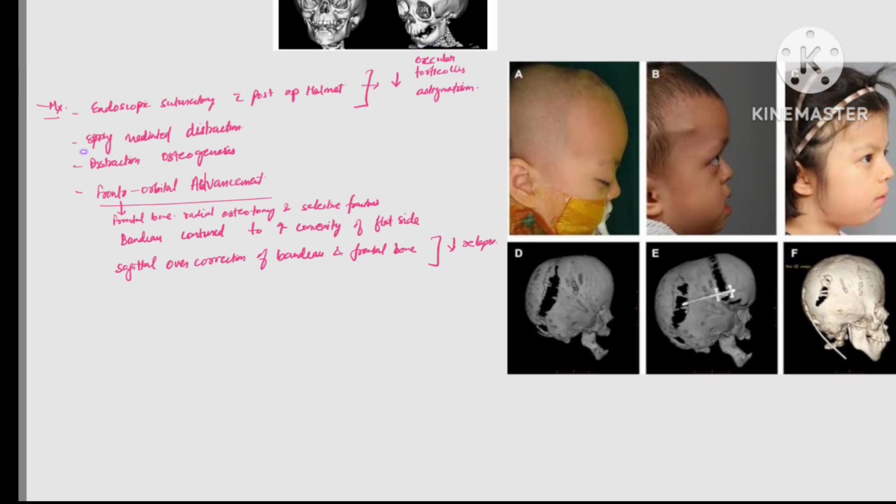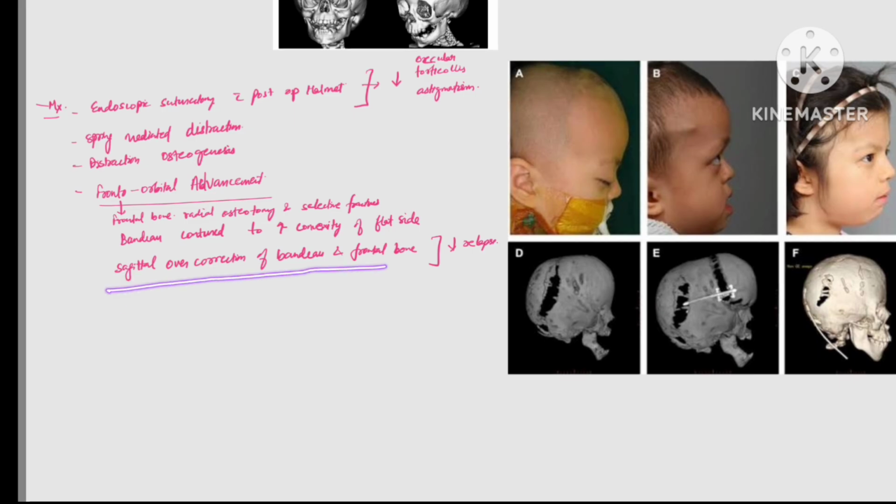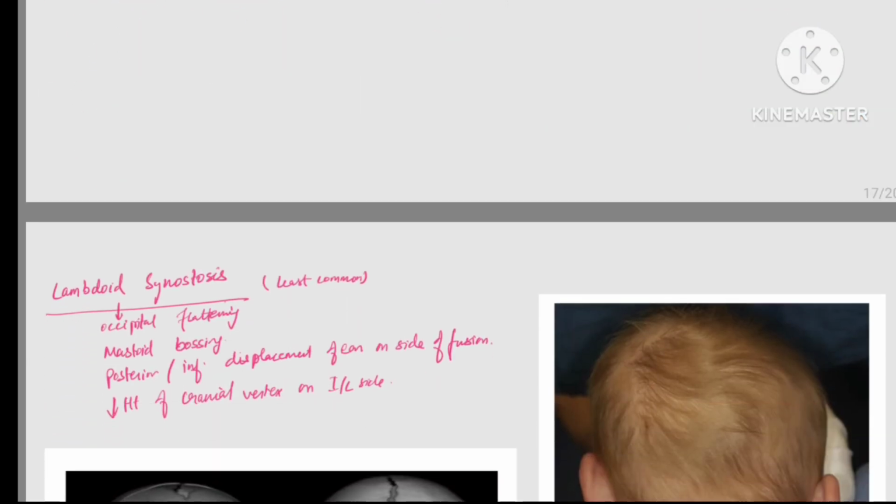We can also go for spring-mediated distraction. We can go for distraction osteogenesis, and we can also go for fronto-orbital advancement, where there is frontal bone radial osteotomy and selective fractures are done. Bandeau is contoured to increase convexity of the flat side of the face, and the sagittal overcorrection of bandeau and frontal bone is done, which decreases relapse.